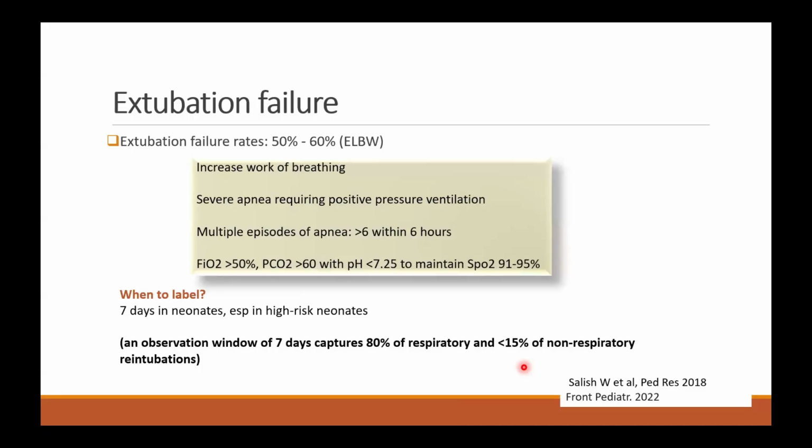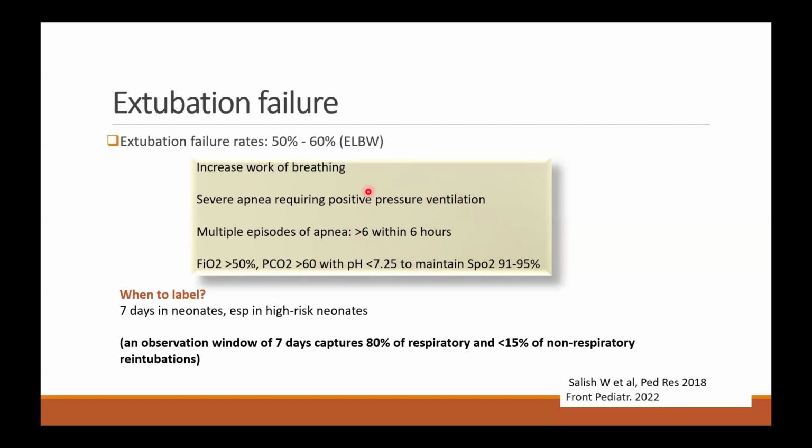So when should we define extubation failure? The extubation failure rate is very high in extreme low birth weight babies, and various definitions have been used to define it. Overall, any baby who has increased work of breathing, severe apnea requiring positive pressure ventilation, multiple episodes of apnea, that is more than 6 within 6 hours, and a need of FiO2 more than 50%, along with respiratory acidosis and hypoxemia to maintain SpO2 of 91 to 95%, can be labeled as extubation failure.